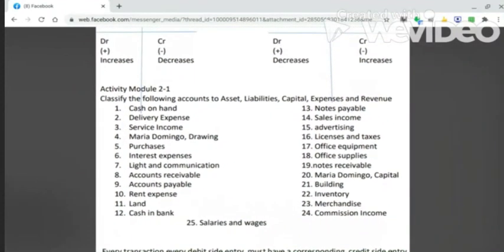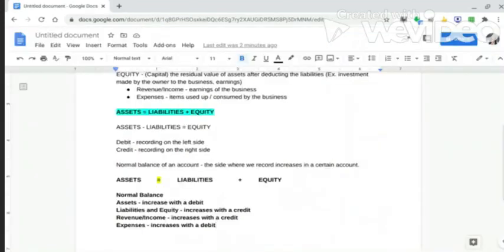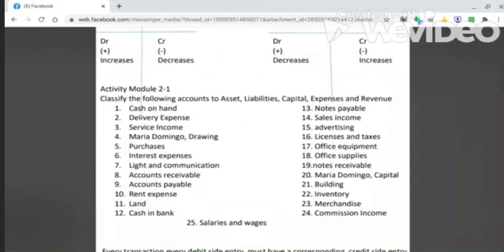So, let us try to classify based on the definition that we have discussed earlier. Let us try answering this activity. Classify the following accounts to asset, liabilities, capital, expenses, and revenue. First is the cash on hand.